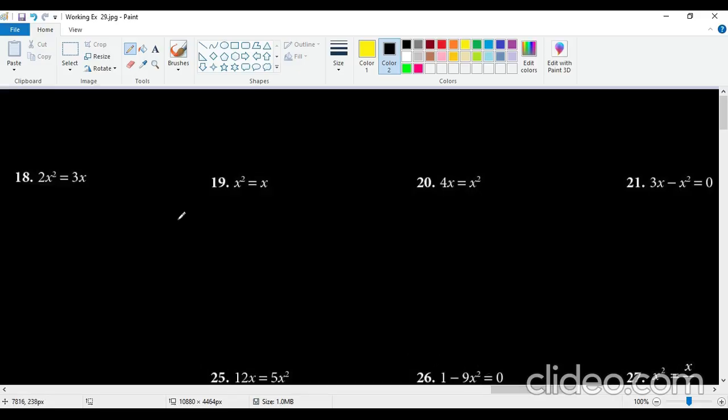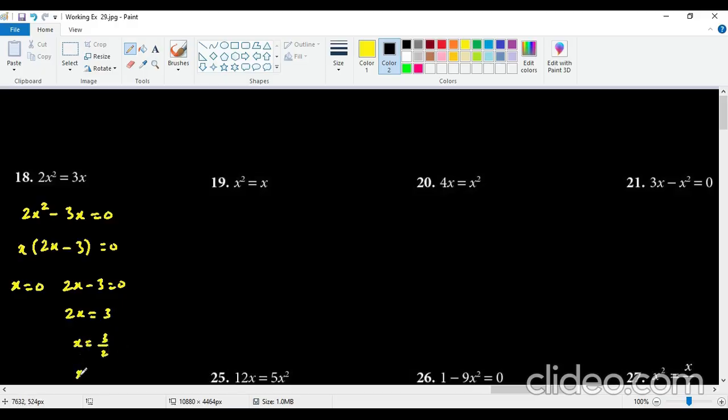In question number 18, I will rewrite 2x square and minus 3x equals 0. So what is common in both of them? Common is x, and 2x minus 3 is going to be another factor. So x value is going to be equal to 0, and 2x minus 3 equals 0. That means 2x equals 3. That means x equals 3 over 2, or we can write x equals 1 whole 1 over 2.